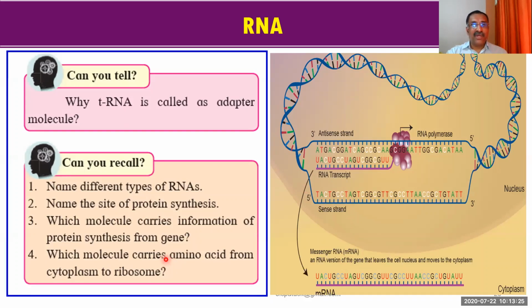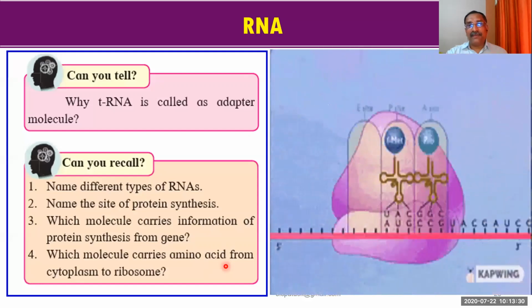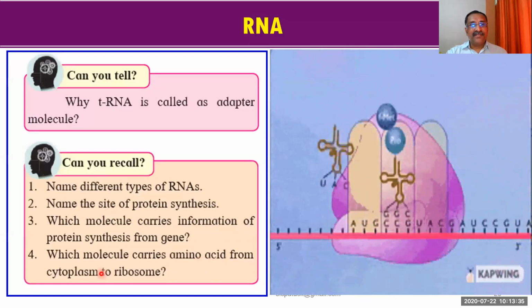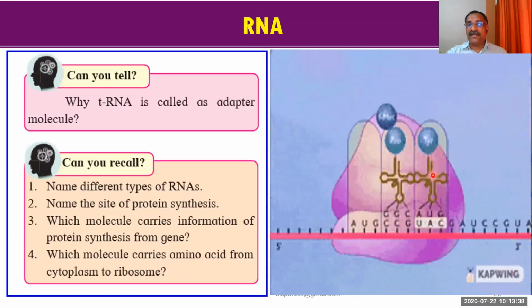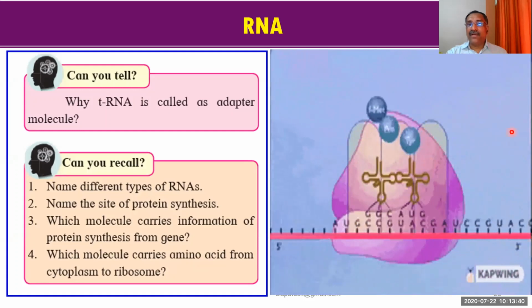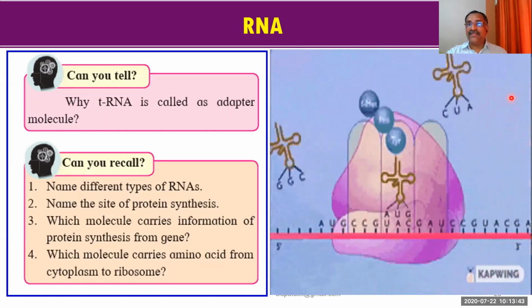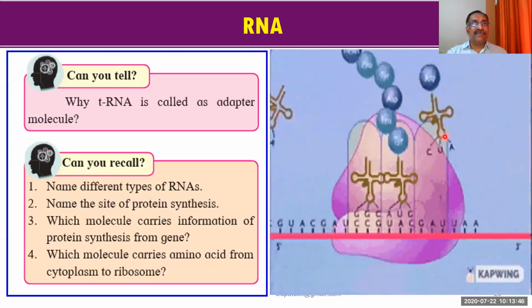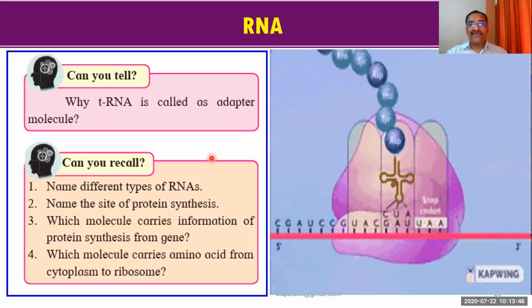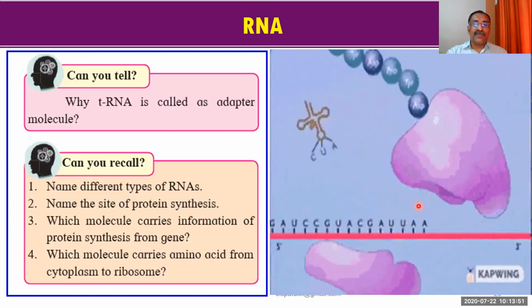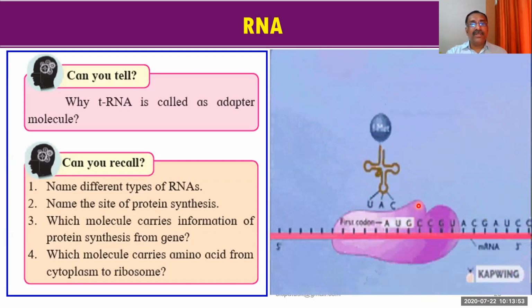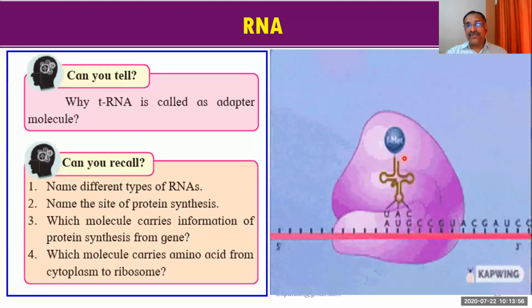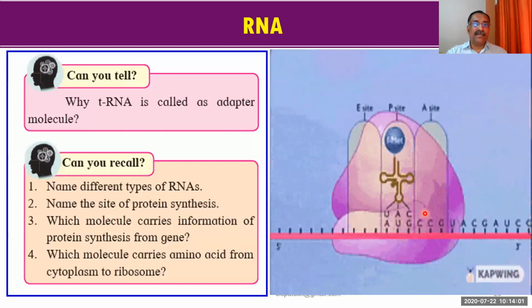And last, which molecule carries amino acid from cytoplasm to ribosome? Now you see, this is the amino acid. Who brought this amino acid? Now look at over here. Who is bringing the amino acid? Please write down in the chat box quickly. The transfer RNA is bringing the amino acid. Now you see here, some pink color structure. That is the ribosome.